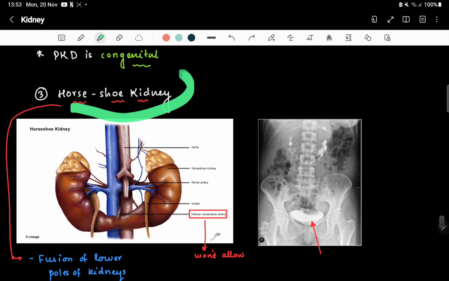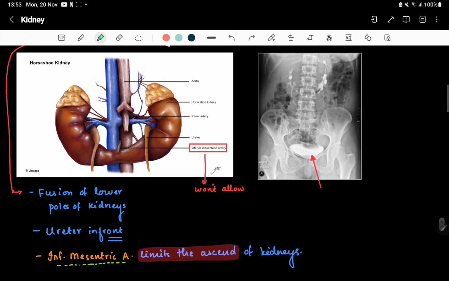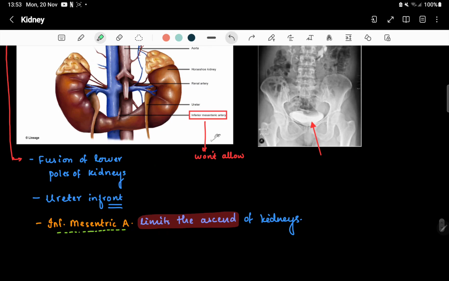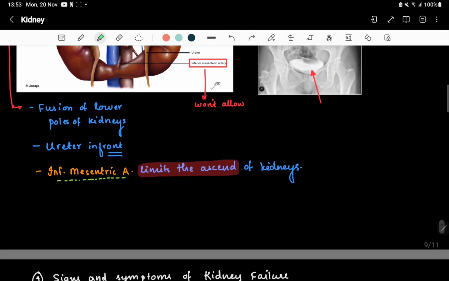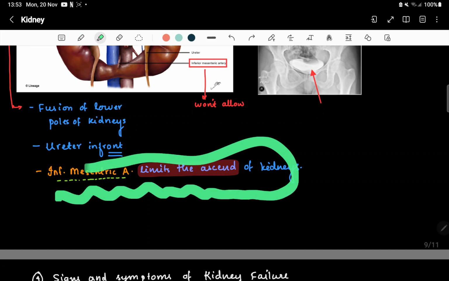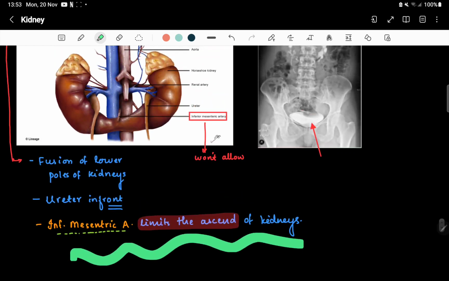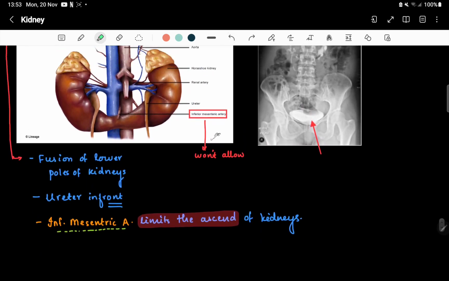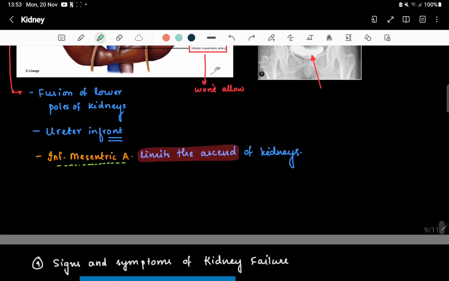Talking about the horseshoe kidney, this is a radiograph showing a horseshoe kidney. The horseshoe kidney is a fusion of the lower poles. You can see here the lower poles are fused, forming the horseshoe kidney. Another point is that the inferior mesenteric artery limits the ascent of the kidney. You can see the inferior mesenteric artery coming out like this, so the kidney can't extend upwards.